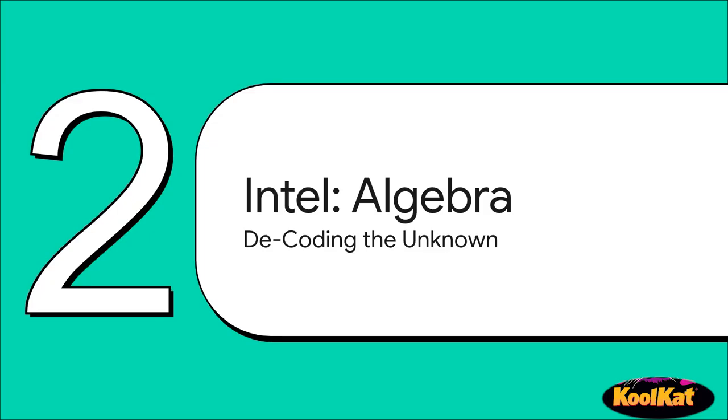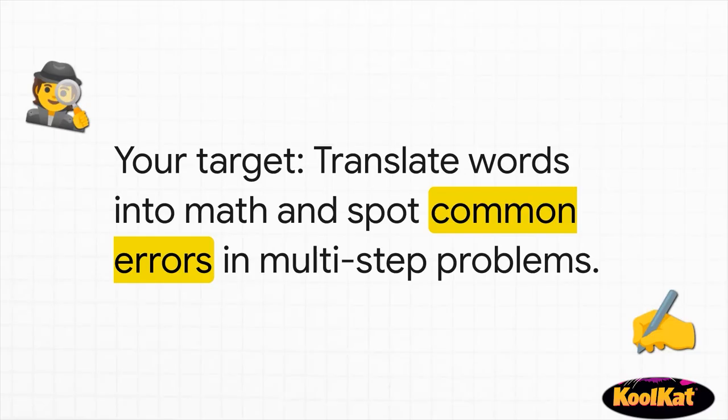Okay, next mission, algebra. Now, this is the biggest part of the test. Your job here is to become a master code breaker. You're translating all these words and symbols to find that one piece of missing information, which is usually just X. The GED is really testing you on two main algebra skills. 1. Can you take a word problem and turn it into a nice, clean math equation? And 2. Can you spot a mistake?